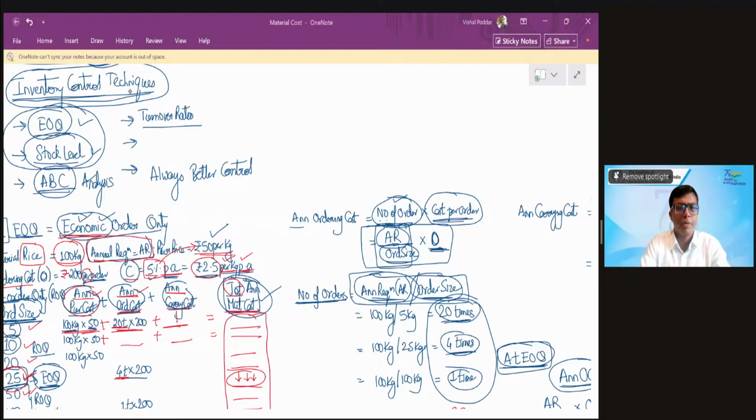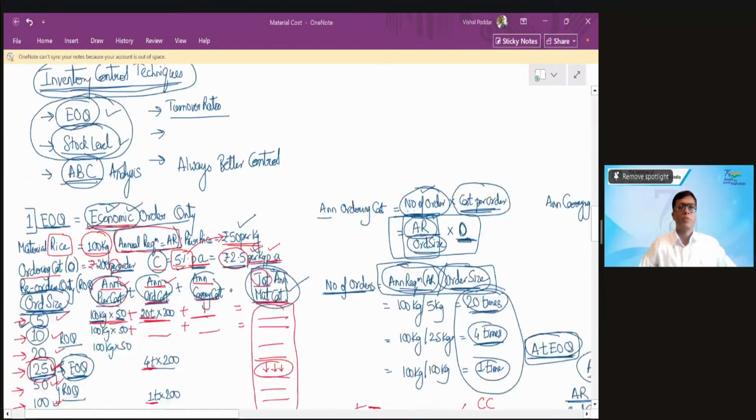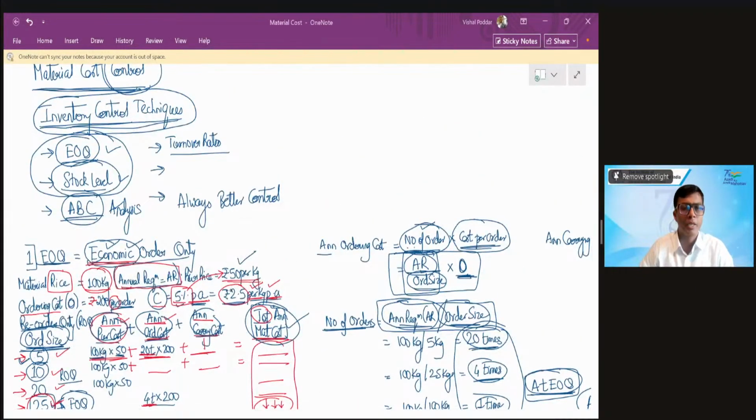Now, what is this ABC analysis? Firstly, some authors and books say that the long form of ABC is always better control, but this is a created long form. There is no such long form as far as the concept is concerned. Then what is ABC analysis? Now, please understand this. These are the two main techniques of controlling your inventory and the material cost. But applying both techniques to all the materials in your kitchen, if you just try to count the number of materials in your kitchen, it would be more than 50.